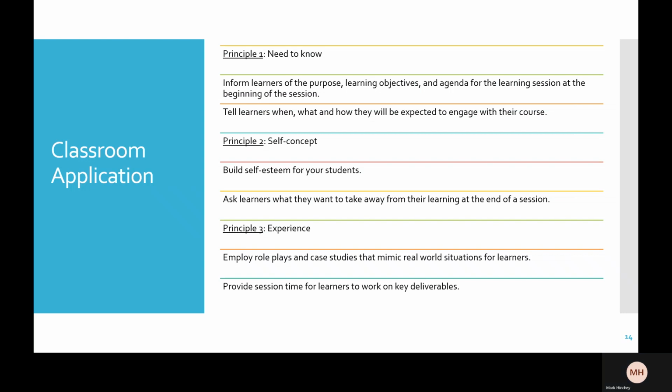Classroom application. We had 2 objectives in this session. The first objective for this session was to identify 6 principles of adult learning. We just completed that. The second objective is to look at application in the classroom. Now, you will already have multiple applications as a long-term qualified higher education or certificate trainer, as a long-term learner yourself, and working in the higher education space as a course lecturer.